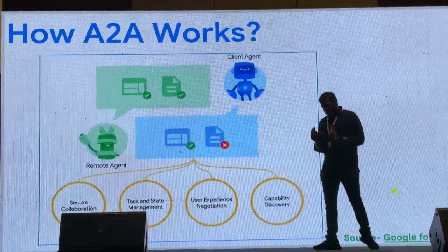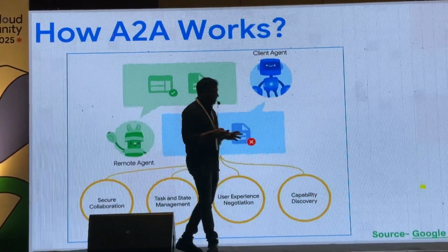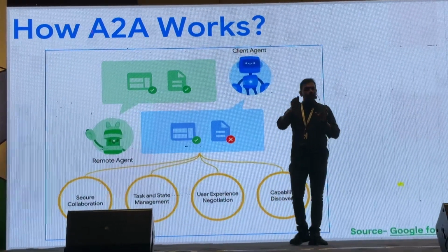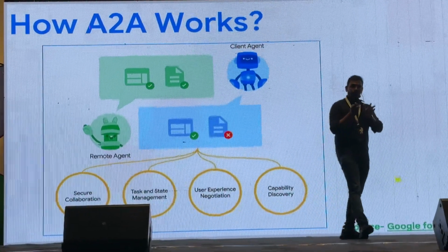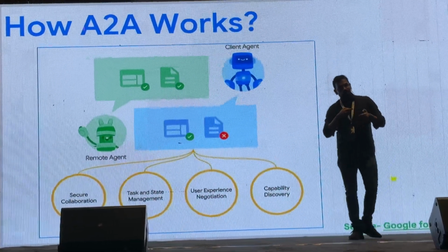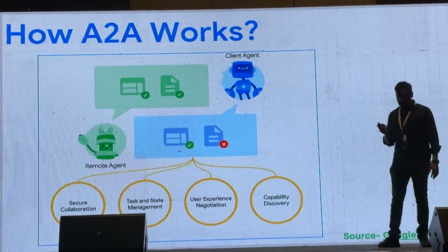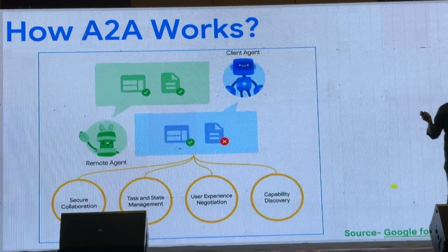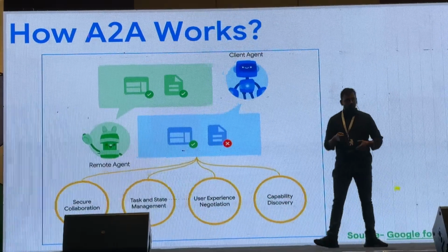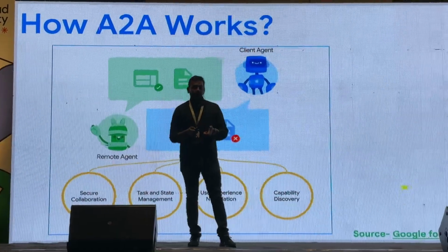Okay, now that we understand what A2A is and why it matters, let's see how A2A actually works in practice. Like what is under the hood, how the interaction from one agent to another happens, and how these things take place, right? A2A basically facilitates the communication between two agents, your client agent and remote agent. The client agent is the one that tells what kind of job we need to do, and the remote agent figures out how to get the job done and get the result.